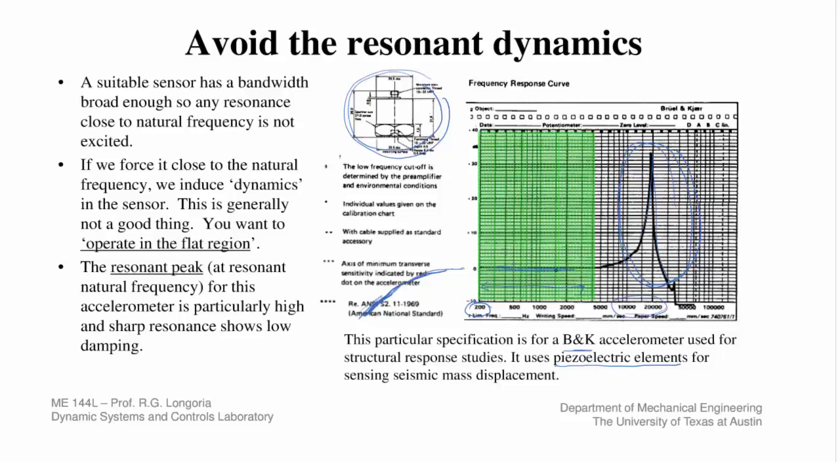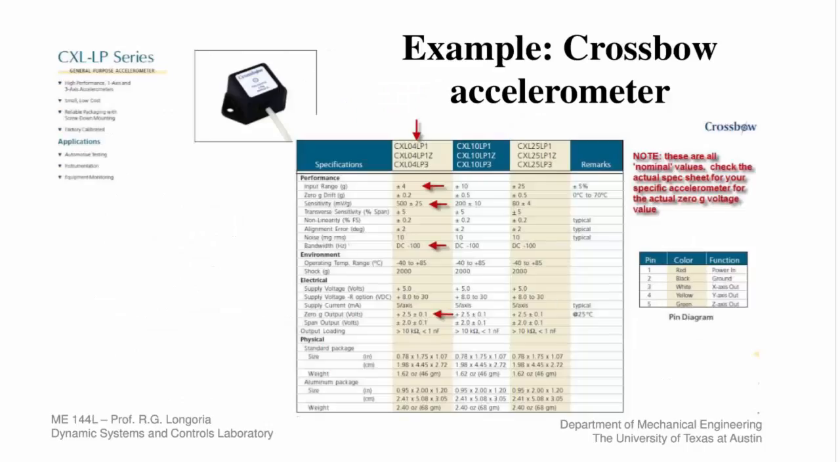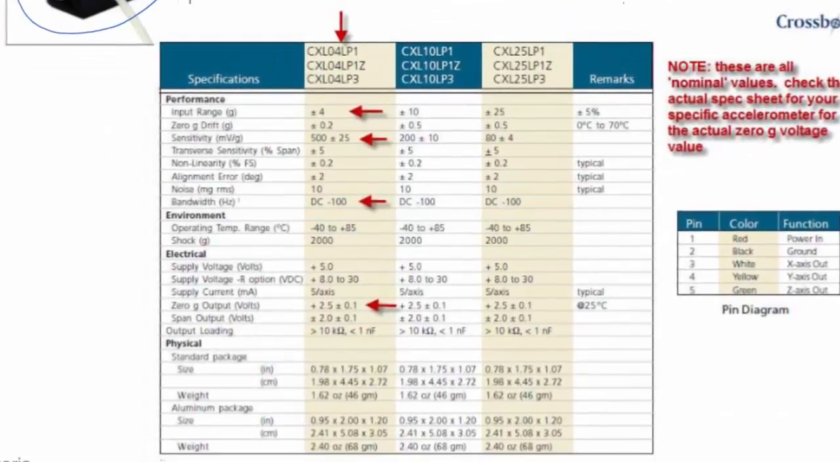So I showed you a few examples there of different types of sensitivity functions and how we define bandwidth for different types of accelerometers. The last one I wanted to show you is the crossbow accelerometer, which is the type that we use in lab, and this is also a capacitive based accelerometer. I want to show you an example of the spec sheets. Let me blow this up a little bit so you can see better the specs that you'll see for these types of devices.